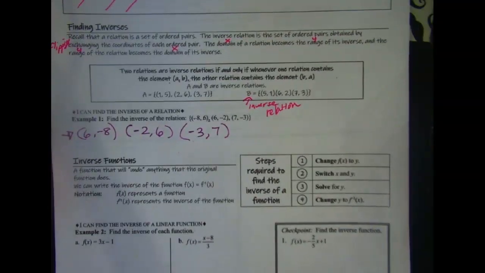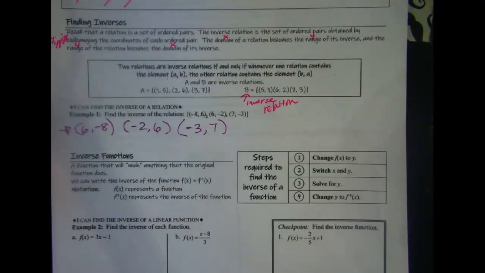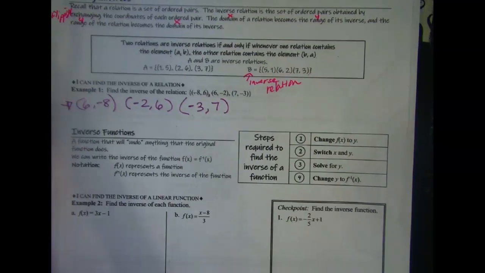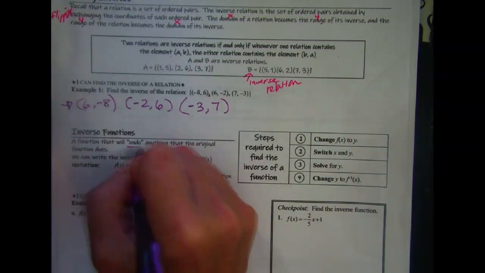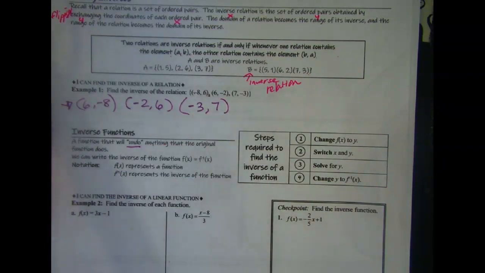Functions are a little different than relations. Remember, when we look at functions, that means our x value can't repeat. We'll get into that a little bit later, but I want to go over the steps and the definition for this. An inverse function is a function that will undo. As you recall, we always undo things by finding the inverse. With addition, we would use subtraction. That's the inverse operation. So with inverse functions, they just undo the function.